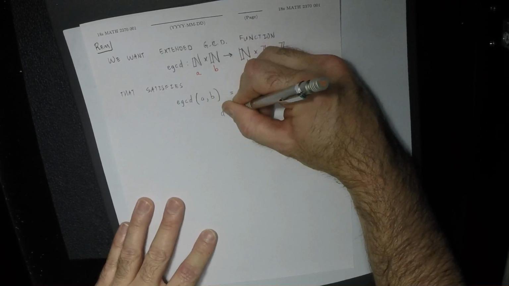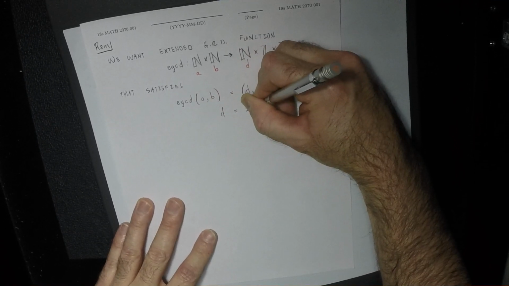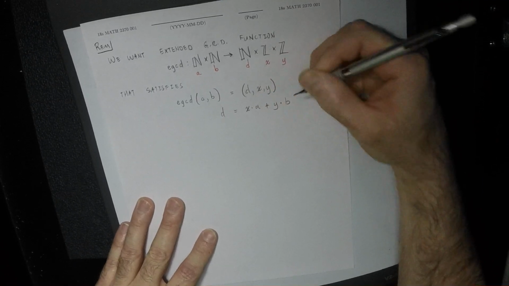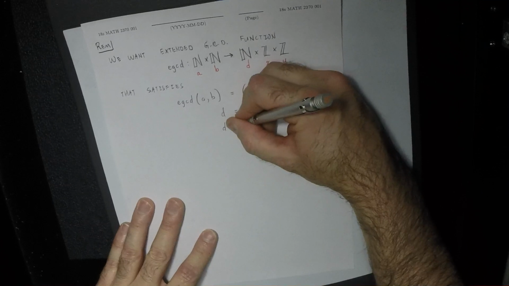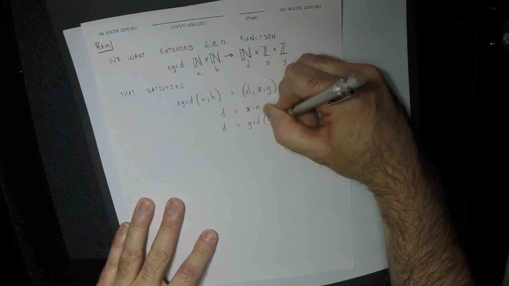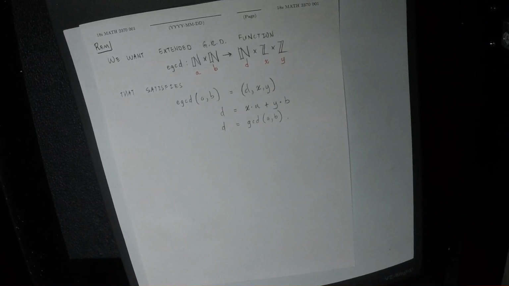Satisfies that d is equal to x multiplied by a plus y multiplied by b, and furthermore d has to be the regular GCD of a and b. Okay, so we want a function that will do this for us. Not only will it compute the greatest common divisor, but it will also compute for us the Bézout coefficients x and y.